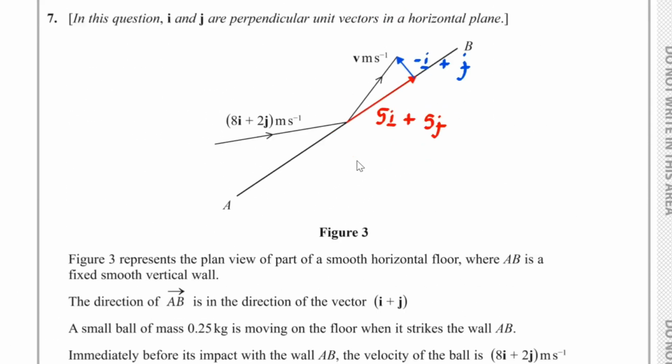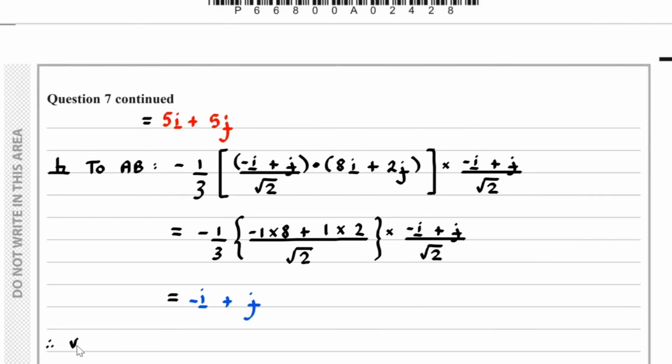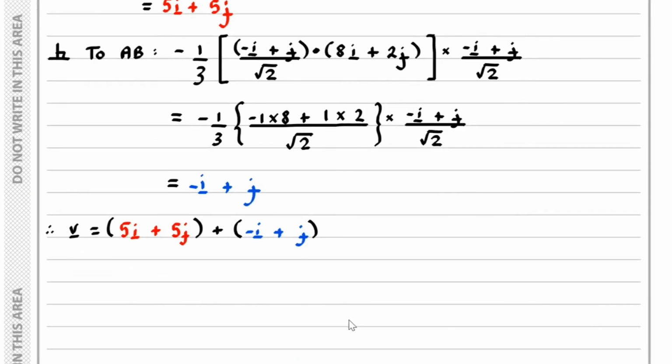And from this I can find out what V is. V will equal 5i plus 5j plus minus i plus j. So therefore V will equal, well, here I've got 5 minus 1, which is 4, so I've got 4i, and then 5 plus 1, that's 6, so I've got 4i plus 6j.